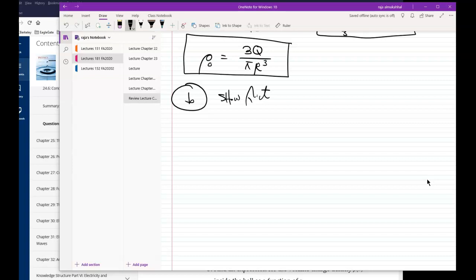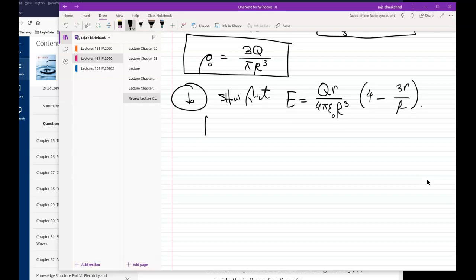I'm going to copy it from the hard copy here. So he said E is equal to QR over 4 pi epsilon naught R cubed. This is for rho naught. You see what I'm saying? 4 minus 3R over R. Okay, show that. Well, how do I do it?